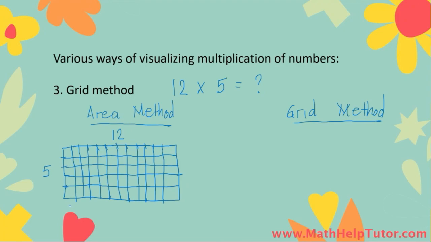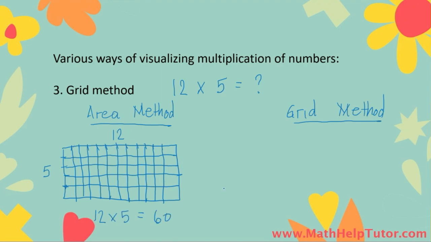Next, we count the number of squares inside this rectangle to get the answer for 12 times 5. So we have 1, 2, 3, and so on, counting up to 60. So there are a total of 60 squares inside this big rectangle. And using the area method, we now know that 12 times 5 is equal to 60.